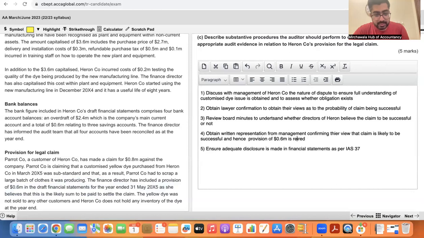Because in many questions it's written like this, that the directors believe there is no need for provision because the claim is unlikely to be successful. So if it's written that directors are saying no provision is required, then you write that point, that directors' belief is that no provision is required because the claim is unlikely to be successful. But if they say that the claim is likely to be successful and they need to pay 0.6 million provision, then obtain written representation confirming that provision of 0.6 million is required. Okay, please copy this.